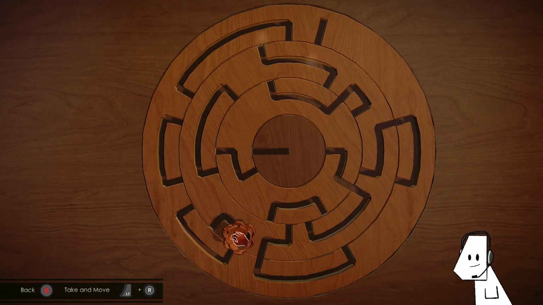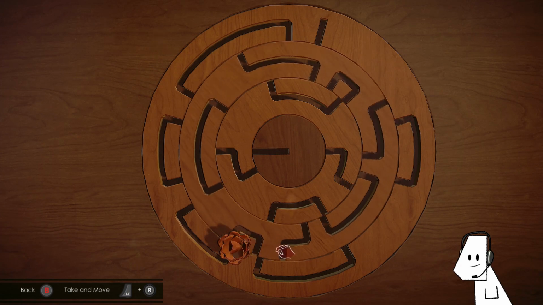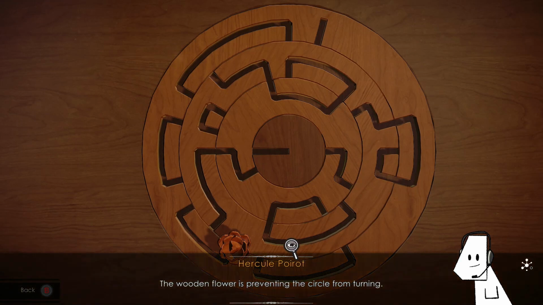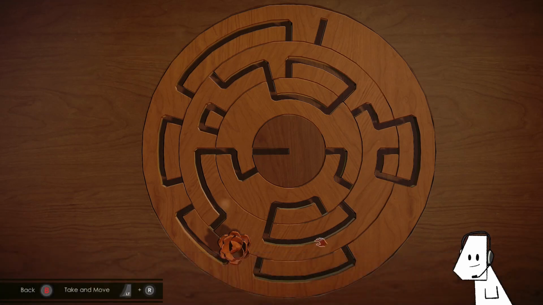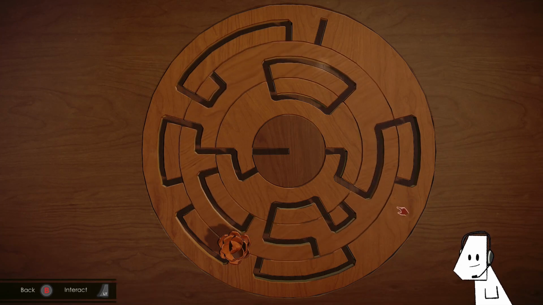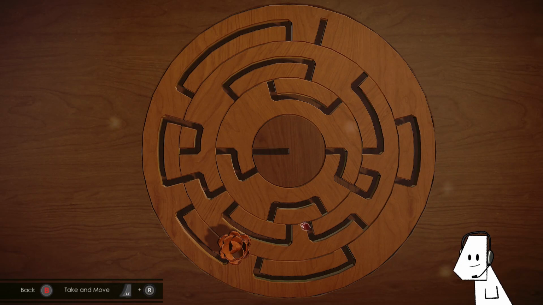Come on, Poirot. You've got this. Maybe it's like if you're going the wrong way, they're like, oh no, you don't want to move that way. The wooden flower is preventing... Sorry, Poirot, to tell you to shut up, but I am well aware that a wooden flower is preventing you from doing this.